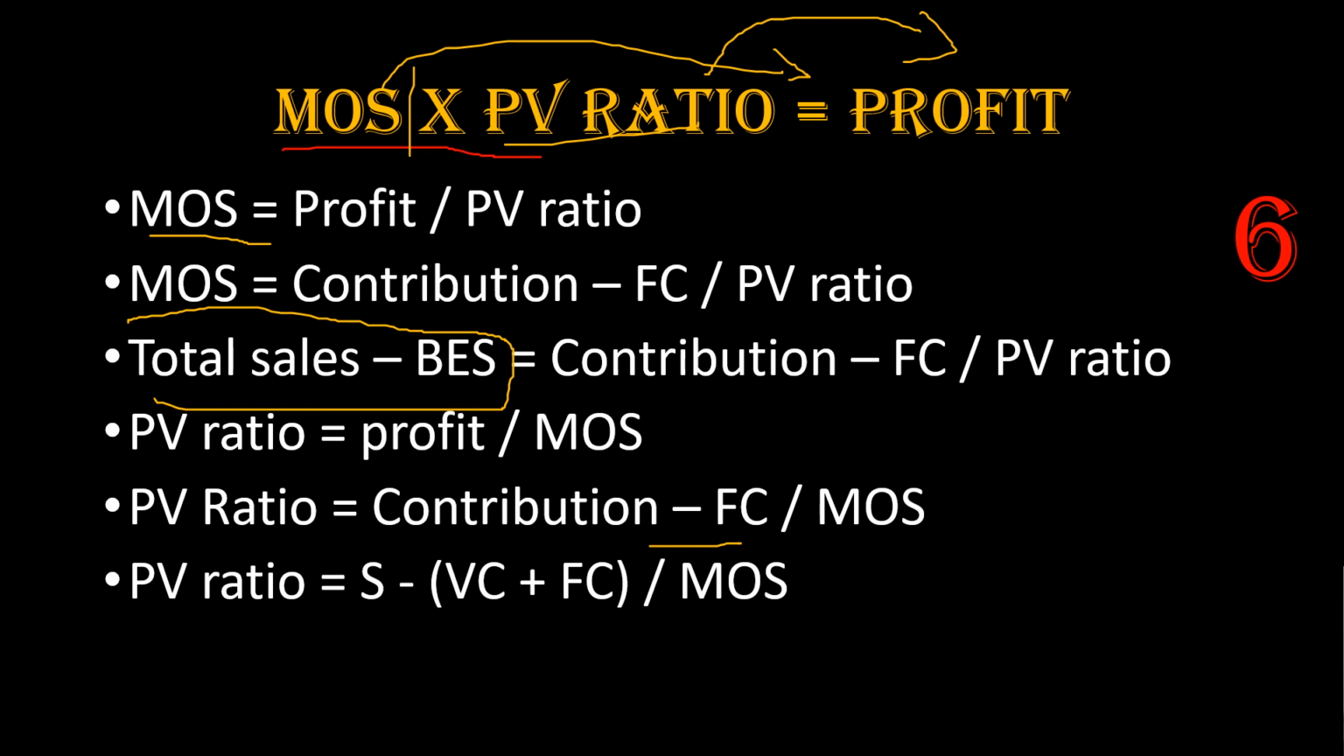So profit is nothing but sales minus variable cost minus fixed cost. So here in the place of profit, I just replaced it as sales minus variable cost minus fixed cost. So PV ratio is equal to sales minus variable cost minus fixed cost divided by margin of safety.